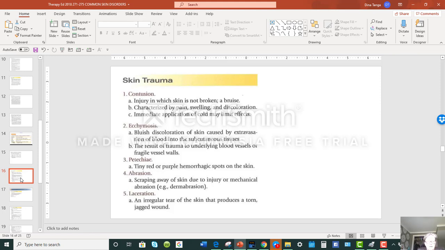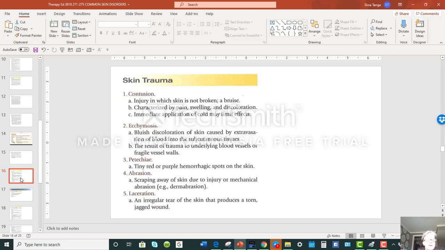Petechiae. Anyway, petechiae. Tiny red or purple hemorrhagic spots on the skin.